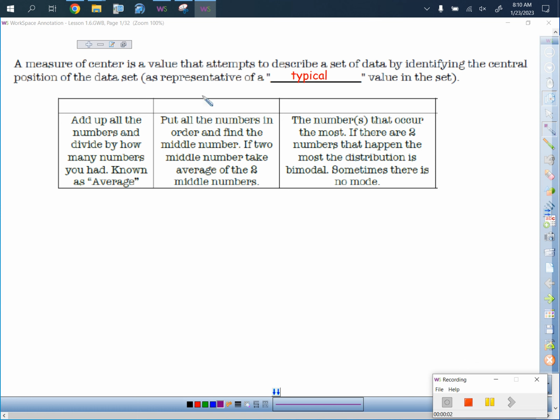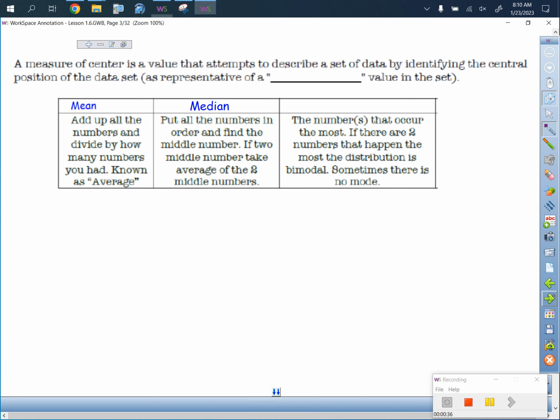The first of the three is if you add up all the numbers and divide by how many, that's called the mean. You know, a lot of people call it the average. So there's the mean, which is just like add them all up, divide by how many. I think we're pretty good at finding the mean.